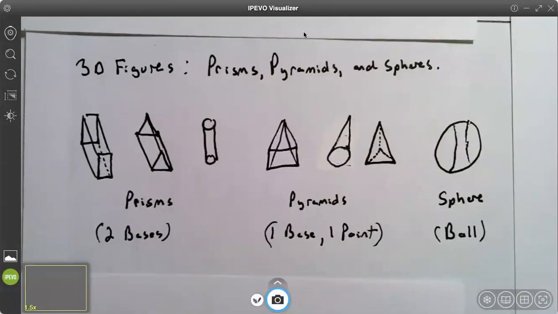This video is on three-dimensional figures. At the end of the video, we'll also start finding the volume of rectangular prisms. Three-dimensional figures are usually either prisms or pyramids.